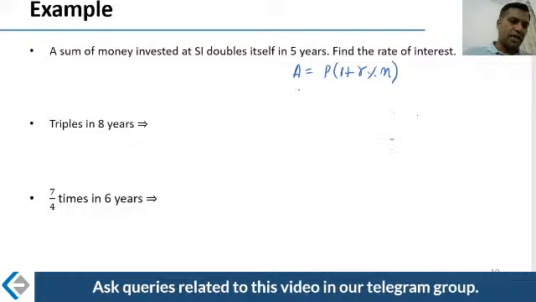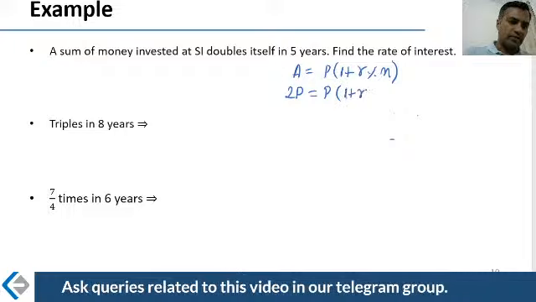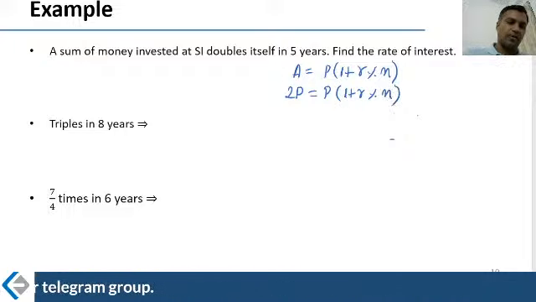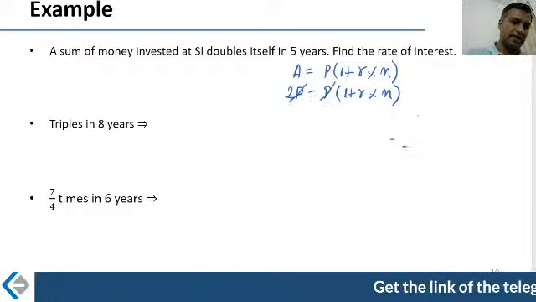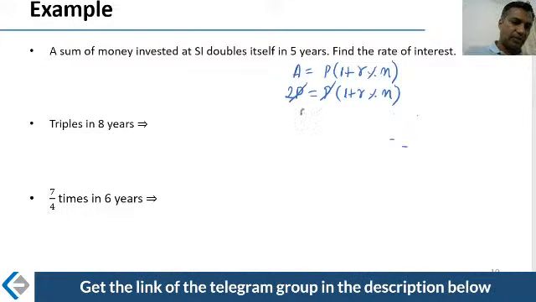What is the amount? It doubles, which means amount is nothing but 2 times the principal. So principal times (1 plus R% times n) is the amount getting doubled. Therefore, the principal cancels. Now let me write one extra step so it's clear: subtract 1, and you get R% of n is equal to 1.